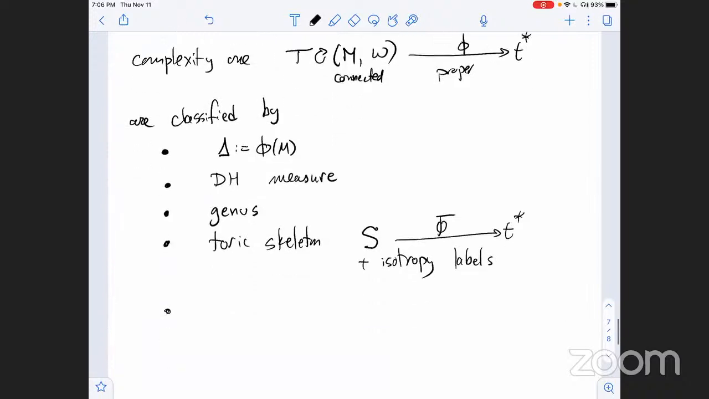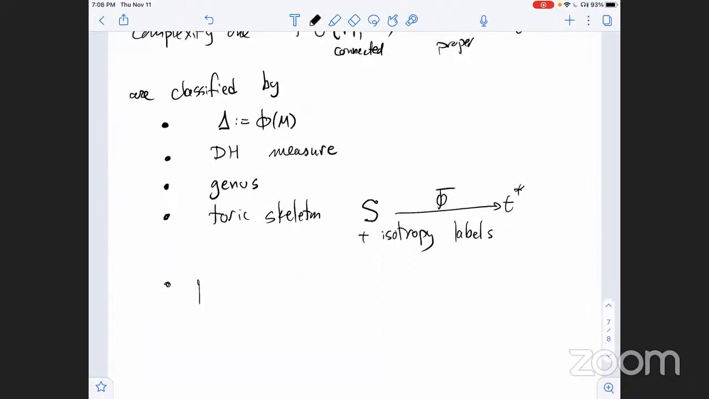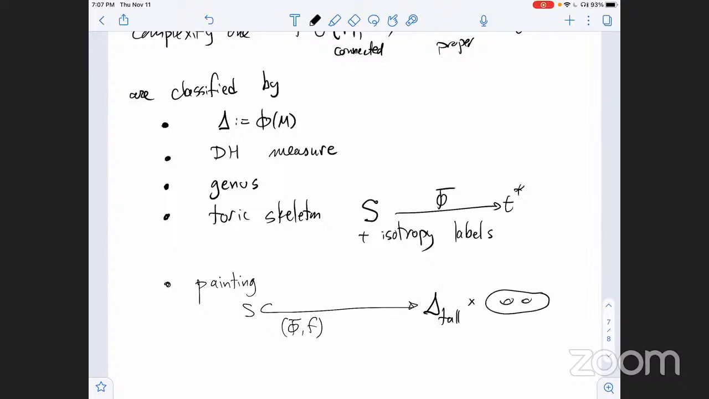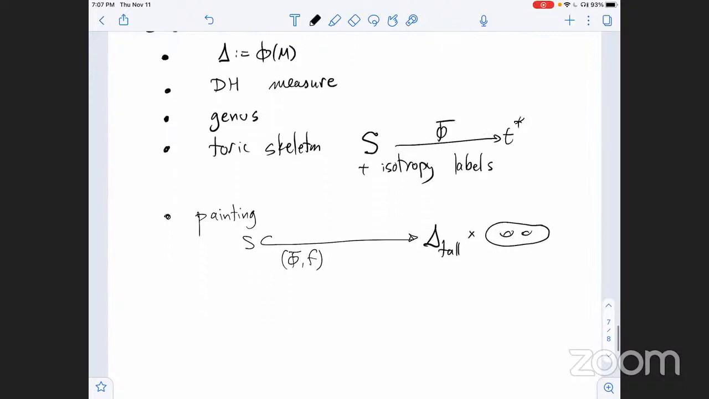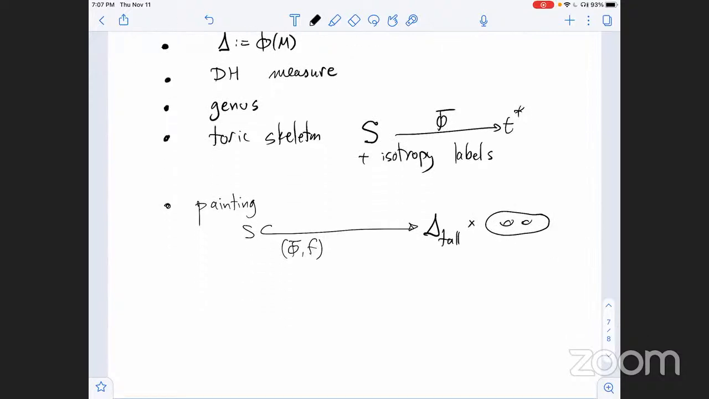And finally, the interesting piece of this classification is a painting. That's the piece which is trivial in the equivariantly Kähler case. The painting is this embedding of the toric skeleton inside the product of the tall piece of the momentum polytope with this surface. And this embedding is up to a certain equivalence, because even this embedding depended on choices. It depended on the choice of trivialization. So that choice will be swallowed into the equivalence relation that we put on paintings.